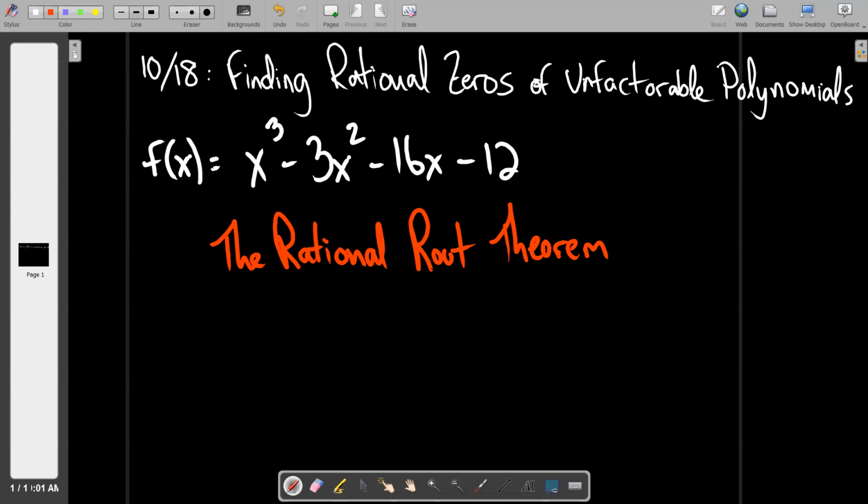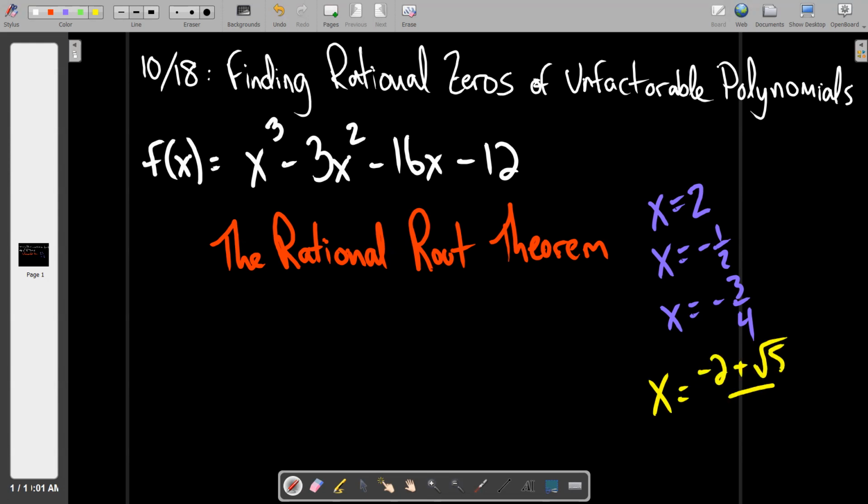When we talk about the word rational, what that means is things that can be expressed as fractions or whole numbers. So rational roots are things like x equals 2, x equals -1/2, x equals -3/4. These are all what we call rational numbers. There are also, of course, a lot of irrational roots. We will not go down this road today, probably even tomorrow. But there are lots of quadratics, cubics, and fourth degrees that have irrational zeros. Things like, my graph might cross the x-axis at -2 plus the square root of 5/3.